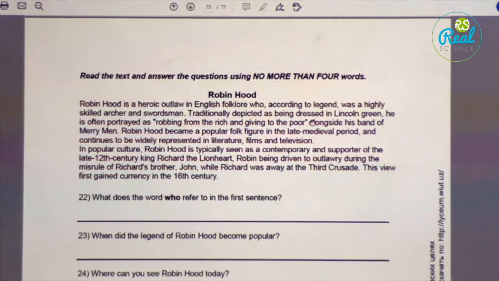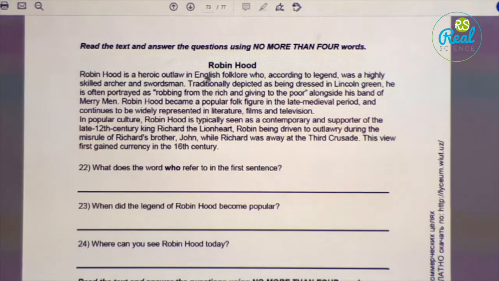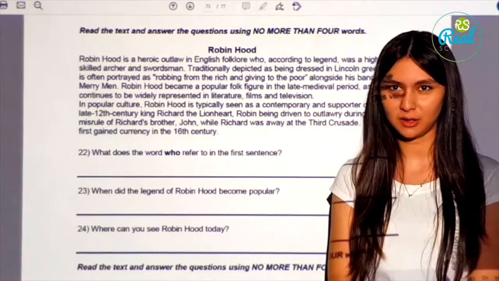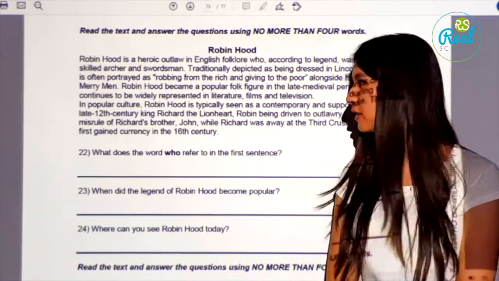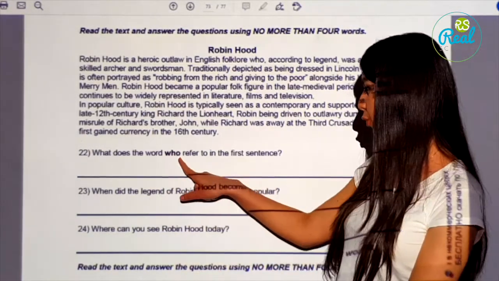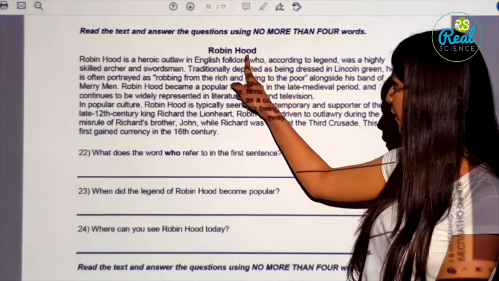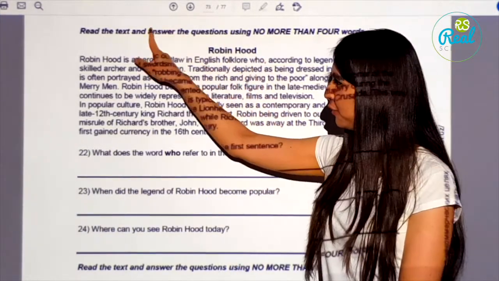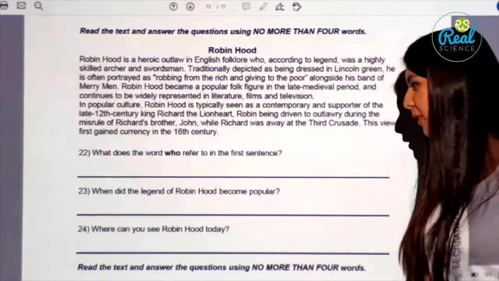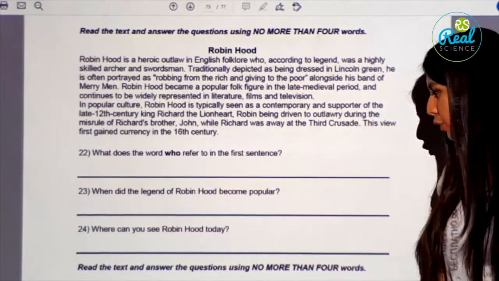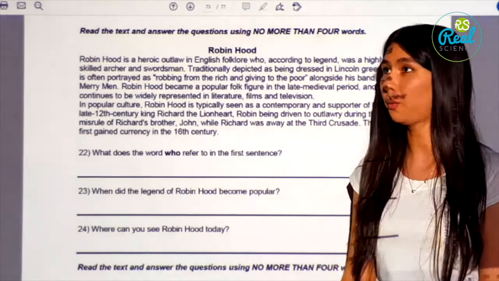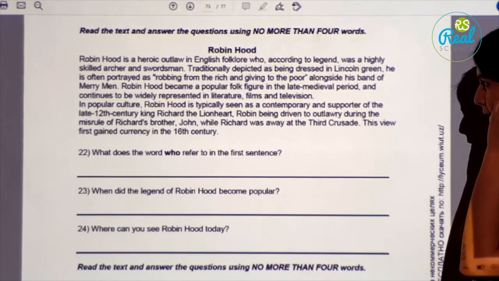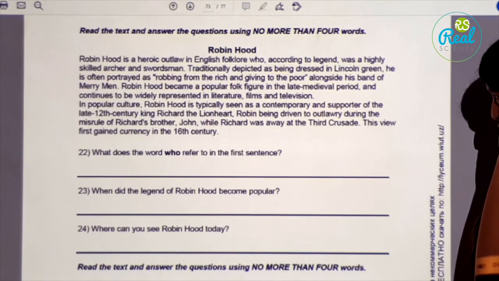Robin Hood. So here you can see the Robin Hood. Okay, so actually most of you sent the correct answers. Now let's check together. So the first one, what does the word who refer to in the first sentence? Here we have the word who, yes? What is that word? Yes, good job. It refers to Robin Hood. Nice. So when did the legend of Robin Hood become popular? Late medieval period. Okay, nice, good job.